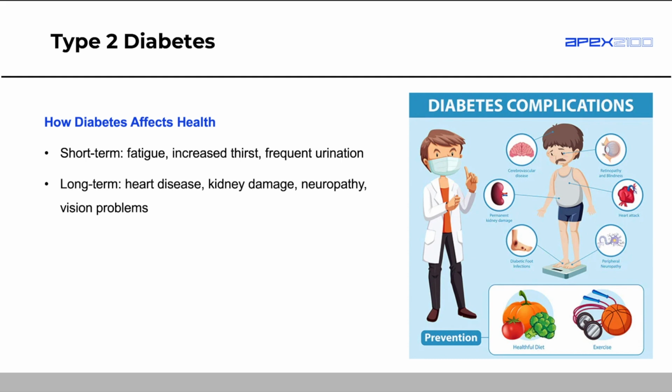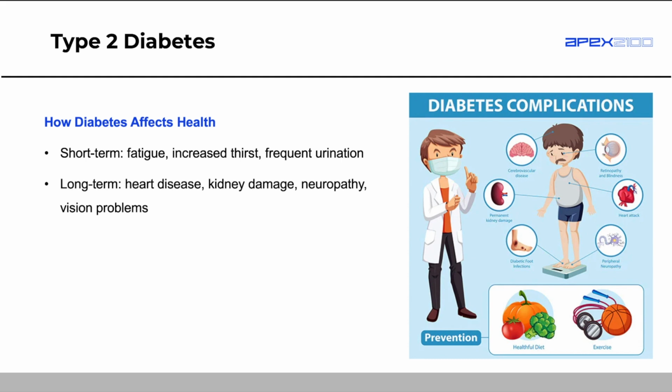Another long-term effect is neuropathy. Diabetes can lead to nerve damage. Neuropathy is nerve damage. High blood glucose levels can injure the nerves within your body, particularly in the legs and in the feet. And that may cause pain or tingling or loss of sensation within the legs and the feet as well.